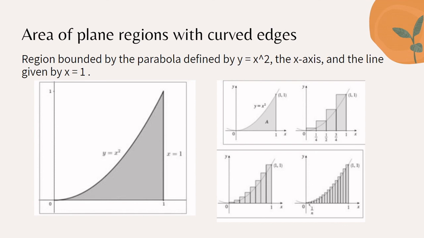As you can see, as the number of rectangles increases, the sum of their areas becomes closer and closer to the exact area value. To limit the process, we use definite integrals to get the exact number.